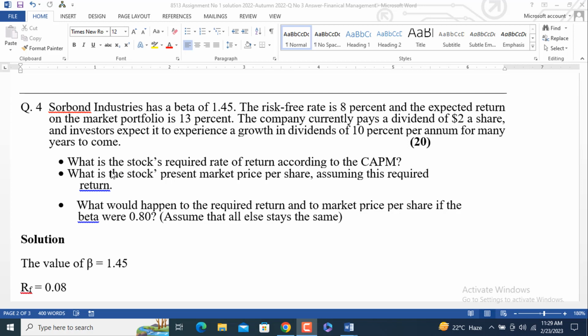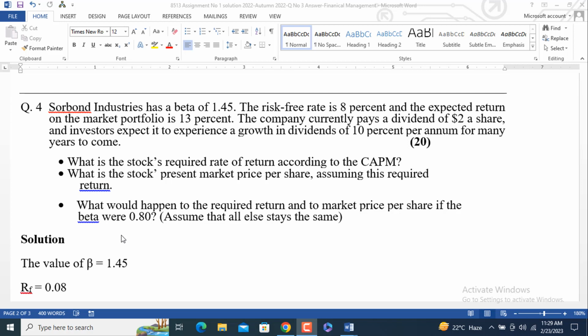So what are the requirements? What is the stock's required rate of return according to the CAPM, the Capital Asset Pricing Model? What is the stock's present market price per share, assuming this required return? And what would happen to the required return and to market price per share if beta were 0.20? Assume that all else stays the same.